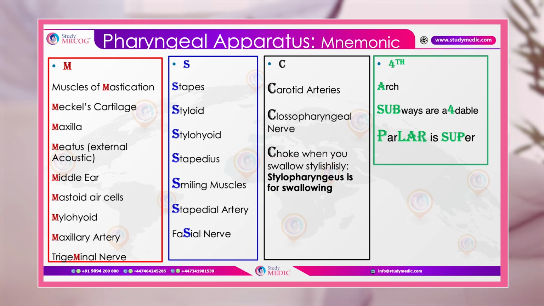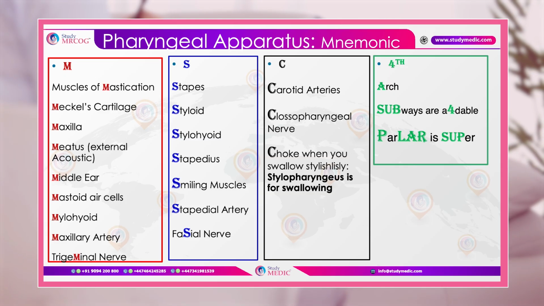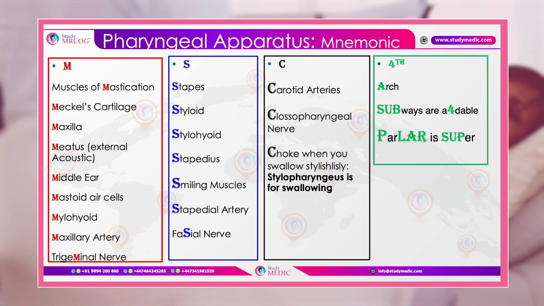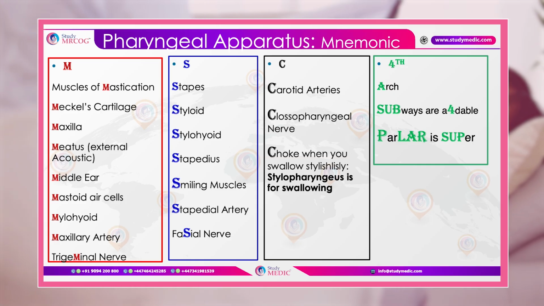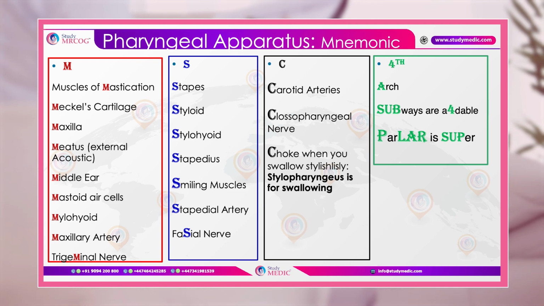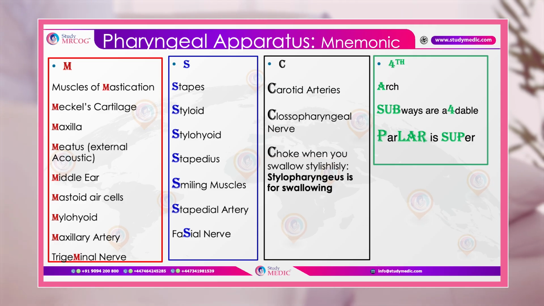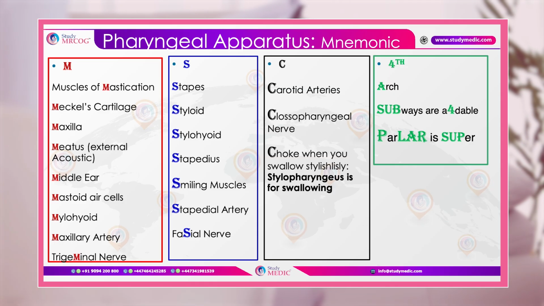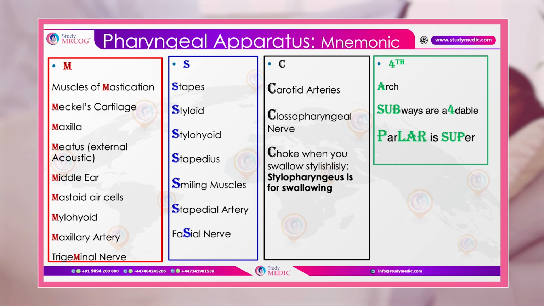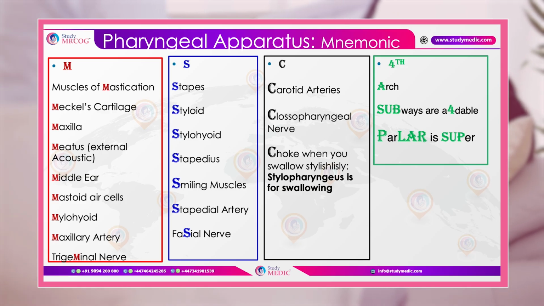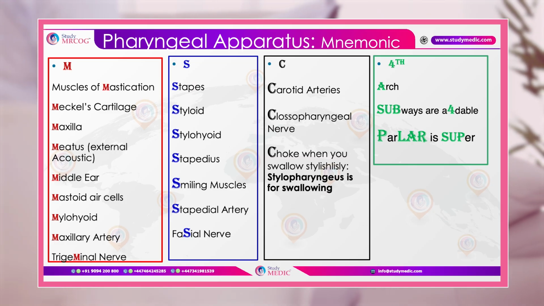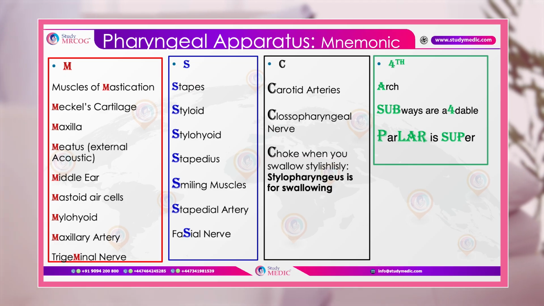Like we said for the aortic arches also, the first arch is going to be M, me, my. So everything associated with the alphabet M. The muscles of mastication, Meckel's cartilage, maxilla, the external acoustic meatus, the middle ear, the mastoid air cells, mylohyoid, and as we did, the maxillary artery and the trigeminal nerve, which is the fifth nerve. So this is your first pharyngeal arch.